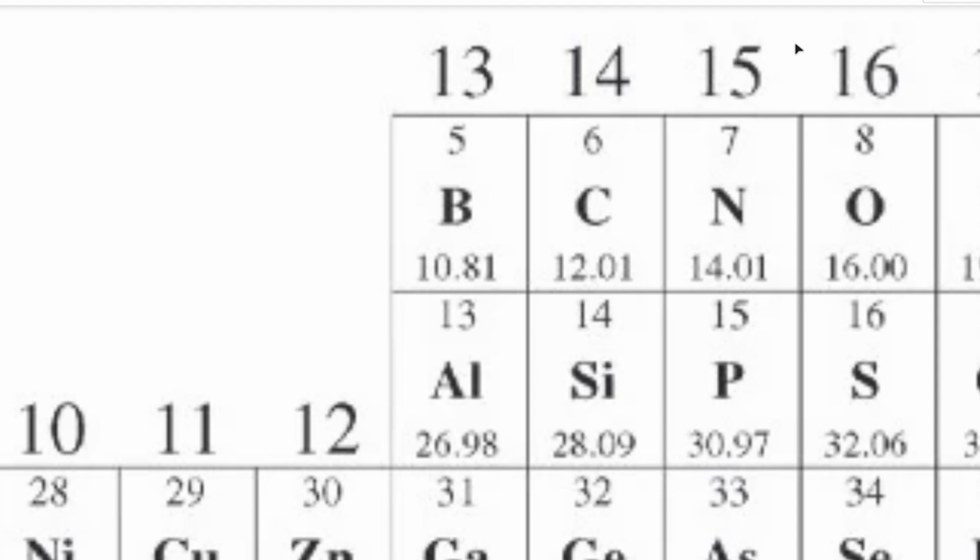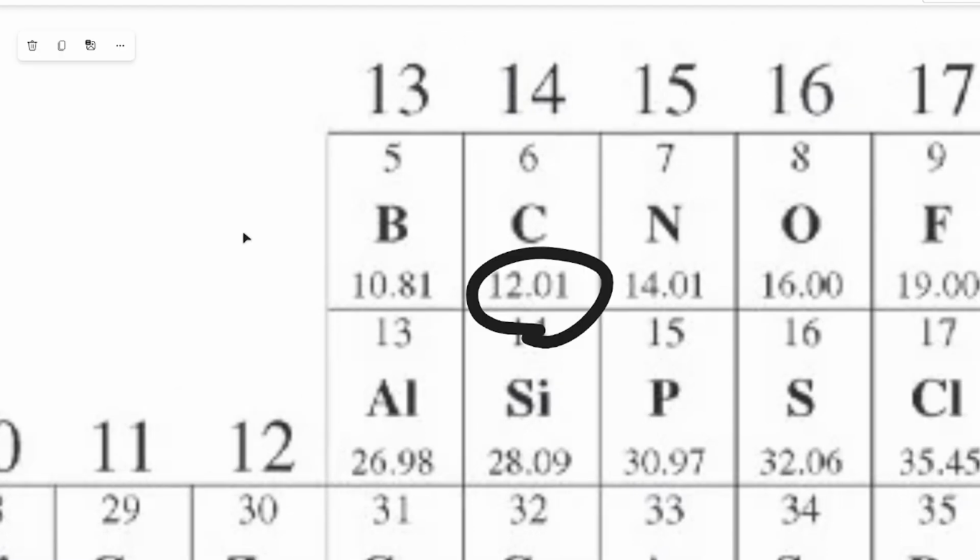Lastly, we have the atomic mass. Carbon's atomic mass is 12.01 AMUs, or atomic mass units. This is the average atomic mass of every carbon atom, and it is also the molar mass, meaning that 1 mole of carbon weighs 12.01 grams. In reality, there are many forms of carbon, such as carbon-12, carbon-13, carbon-14, etc.